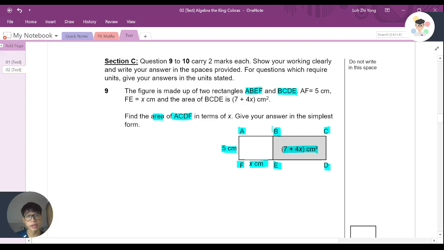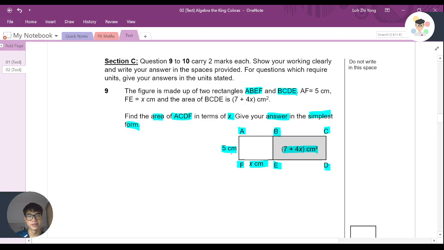Basically that means the whole thing. In terms of x means your answer should have x, and give your answer in the simplest form. Now, some of you make it very complicated, that you divide something. Don't make it complicated. If I want to find the area of the whole thing, I need to find the area of the white color, then add together.